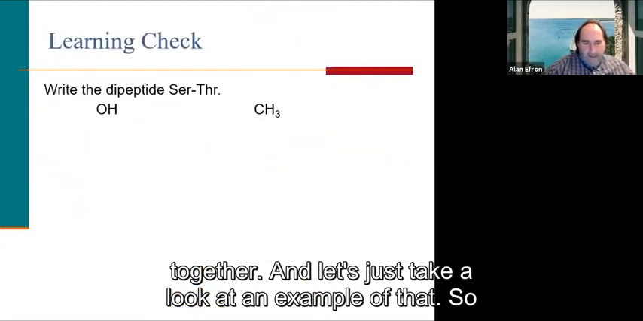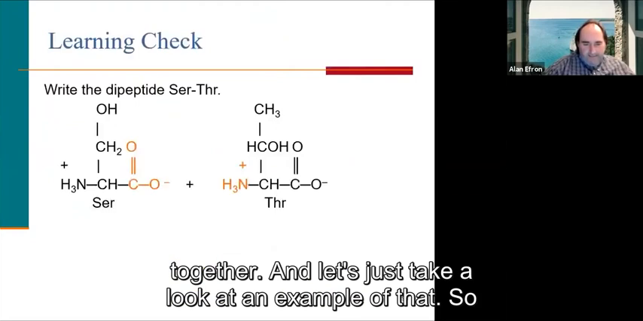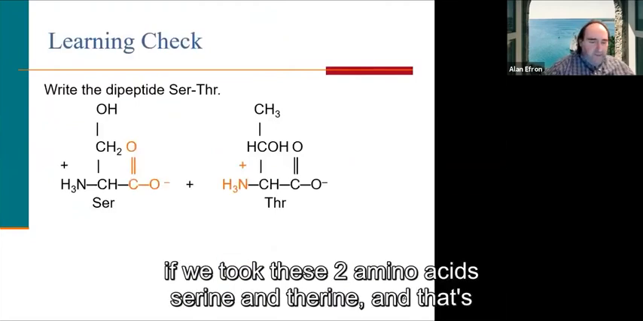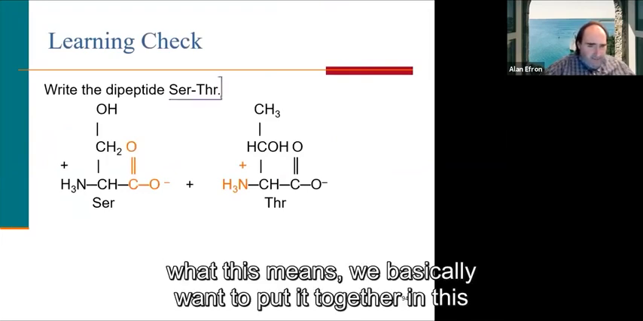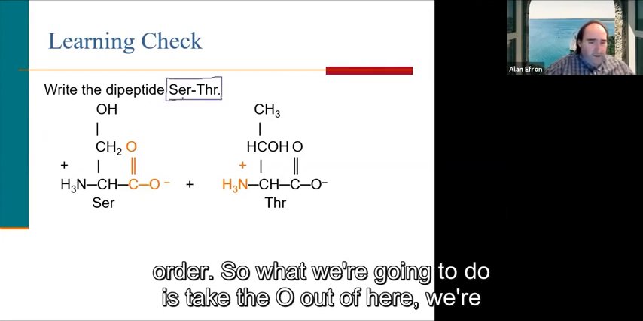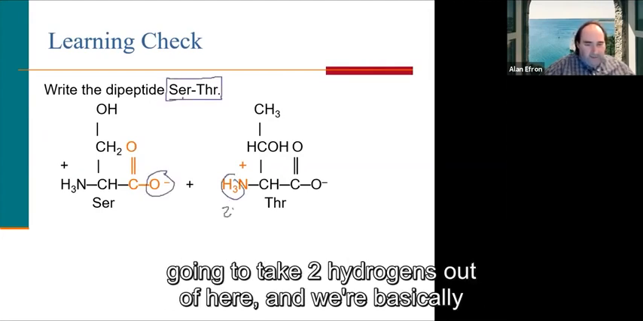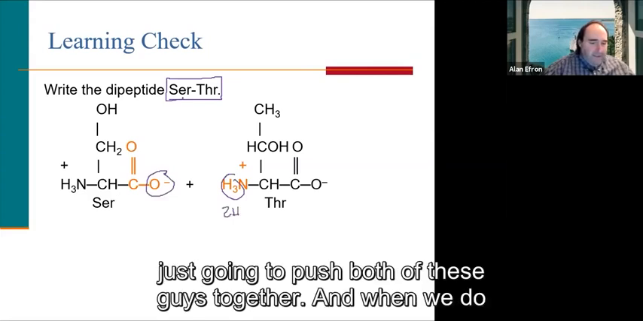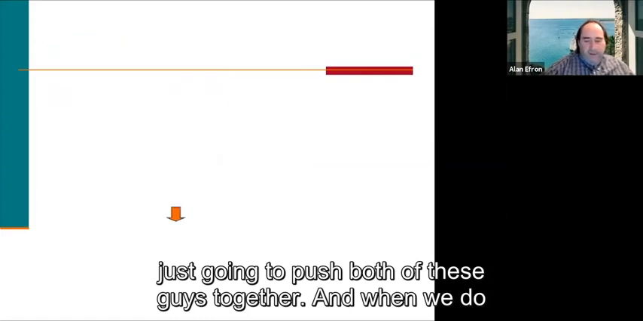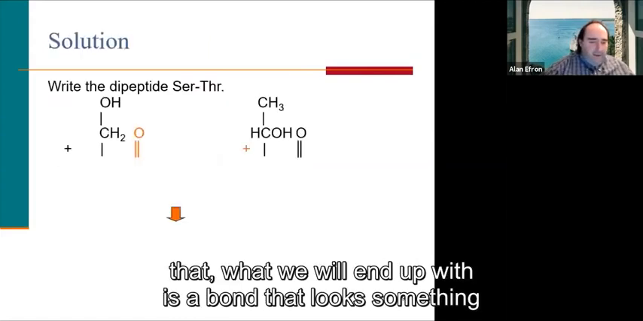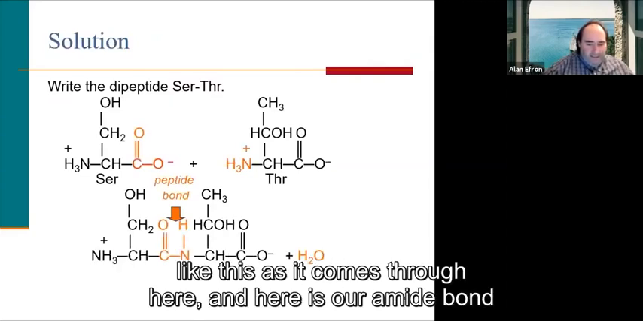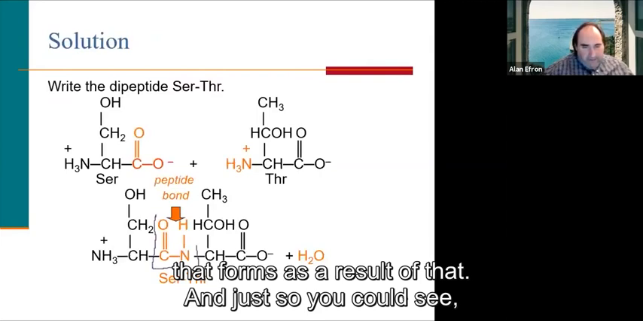Let's take a look at an example of that. If we took these two amino acids, serine and threonine, we want to put them together in this order. So we're going to take the O out of here. We're going to take two hydrogens out of here. And we're just going to push both of these together. When we do that, we end up with a bond that looks something like this as it comes through here. And here is our amide bond that forms as a result of that.